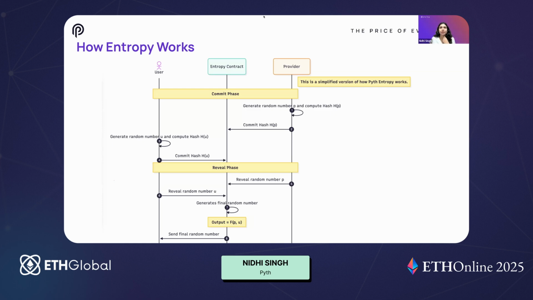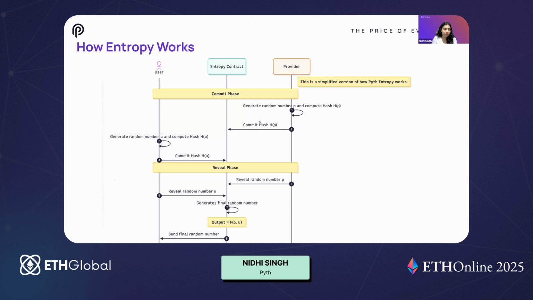In this case, what is happening is you as a user have control over how the randomness is generated. You're not relying on one party. This provider is something that Pyth is running, so we'll come back to it later. But you also have a say in how the randomness is achieved. So this is a slightly simplified version of how it works.